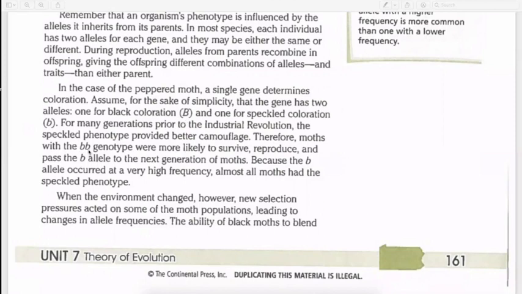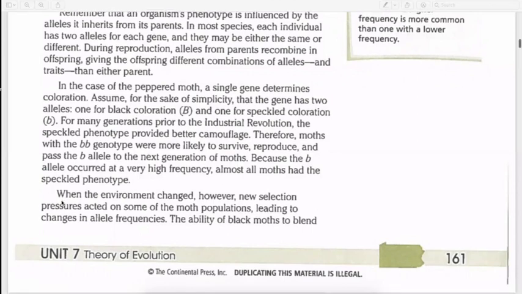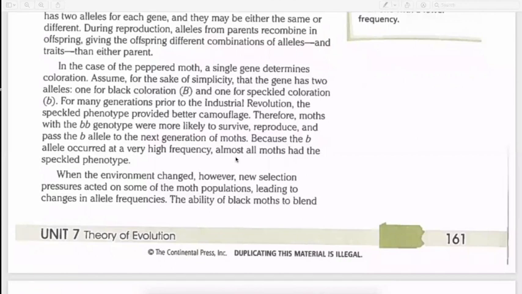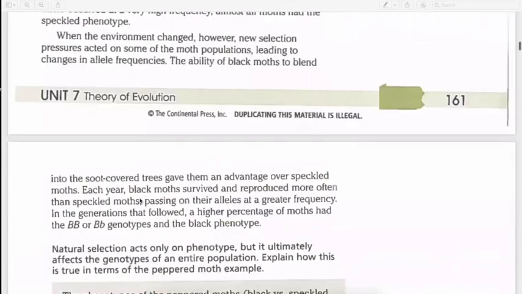So the little b ones survived. They reproduced and they passed the little b allele on to the next generation of moths. Because the little b allele occurred at a very high frequency, meaning you saw it a lot in all the animals. Almost all moths had the speckled phenotype. When the environment changed, however, new selection pressures acted on some of the moth populations, leading to the change in allele frequencies. The ability for black moths to blend into soot-covered trees gave them an advantage over the speckled moths.